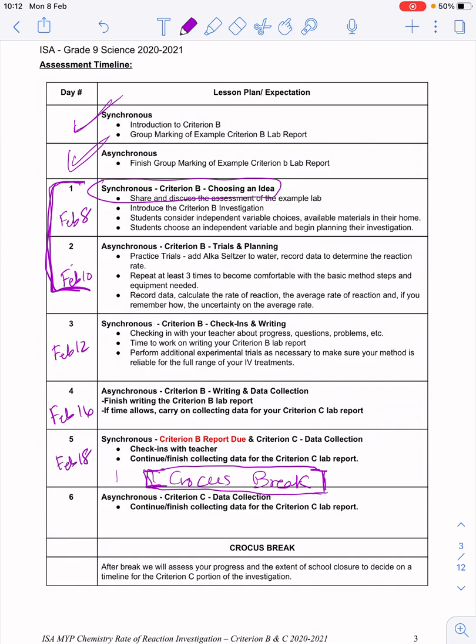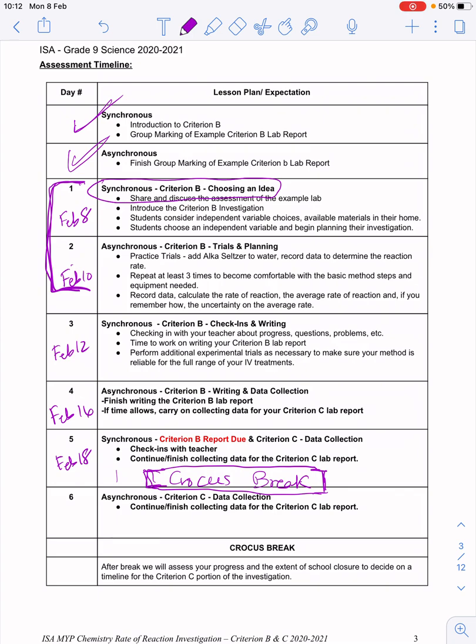So in the asynchronous class, you are supposed to carry out practice trials. So using Alka-Seltzer, using the equipment that's in your kitchen, just making sure you're comfortable mixing the things. That's pretty easy. You put the tablet in water, but also measuring time, calculating reaction rate, calculating average, and calculating uncertainty. So your asynchronous assignment is to repeat 3 trials under the same conditions so that you can go through a full set of practice calculations. And you're going to submit your work on Google Classroom before Friday's class to show me that you've done that, and to highlight if you have any questions.